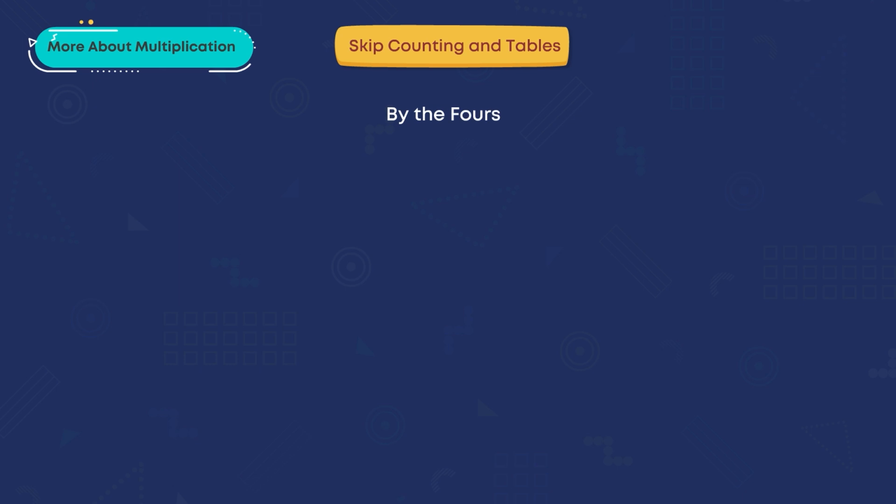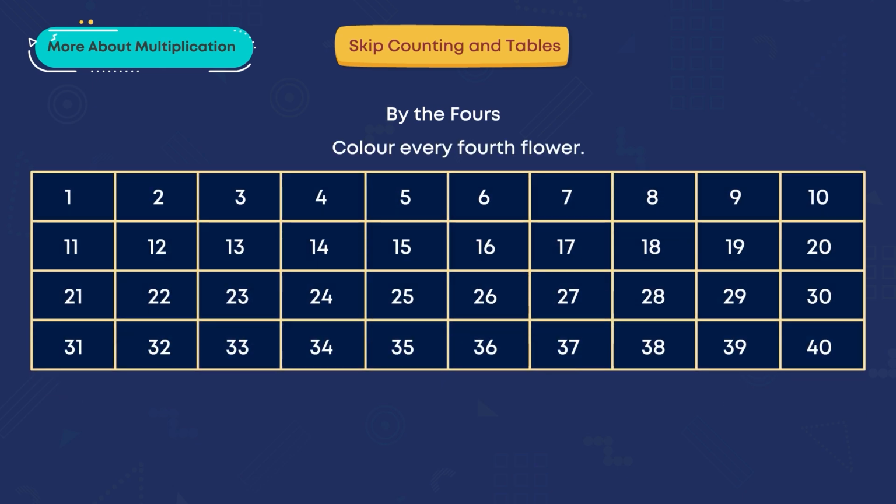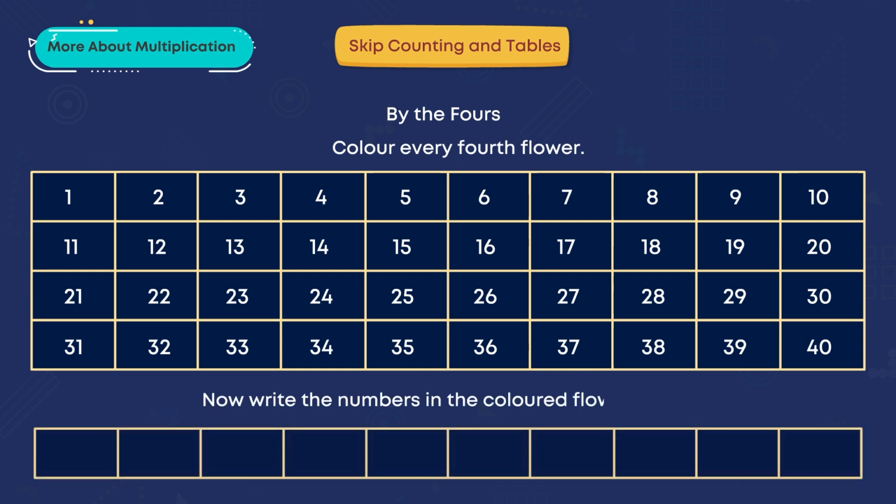By the fours. Color every fourth flower. Now write the numbers in the colored flowers here.